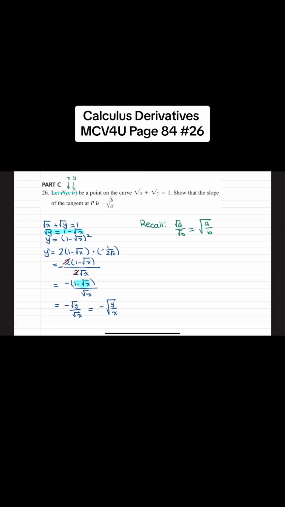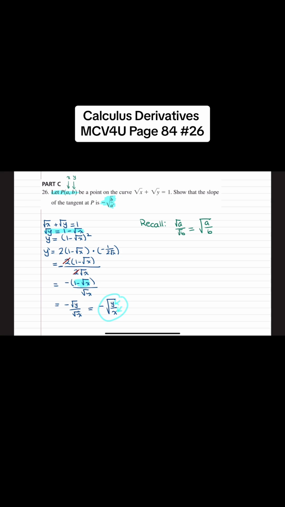Now the question told us that the point is (A, B), where A is our x value and B is our y value. So finally, as a concluding statement, we can say that if the point (A, B), where A is our x value and B is our y value, then the slope or the derivative y prime is equal to negative root B over A.